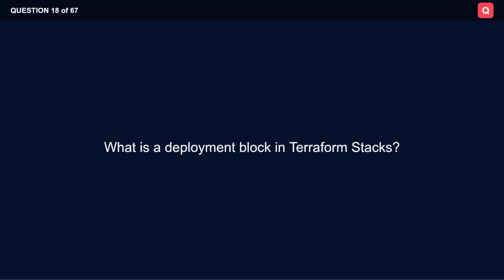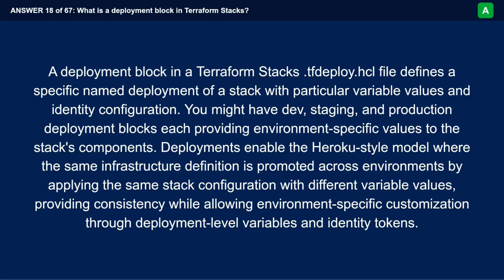What is a deployment block in Terraform stacks? A deployment block in a Terraform stacks .tfdeploy.hcl file defines a specific named deployment of a stack with particular variable values and identity configuration. You might have dev, staging, and production deployment blocks, each providing environment-specific values to the stack's components.